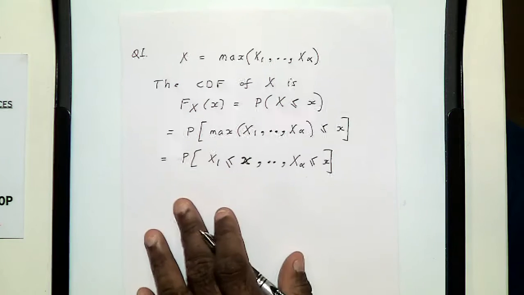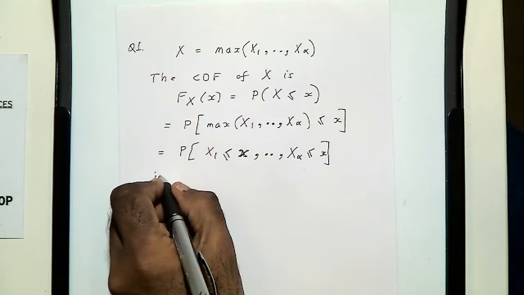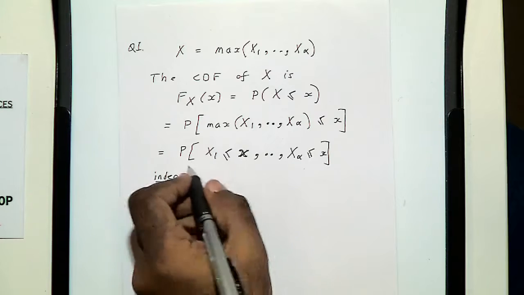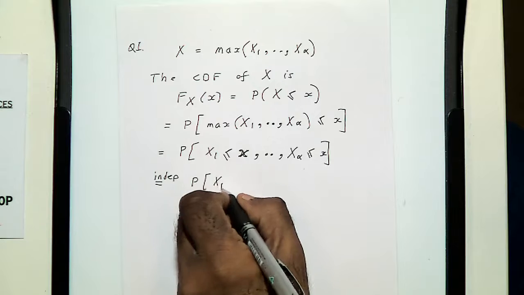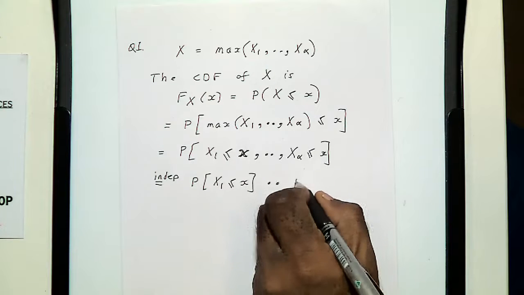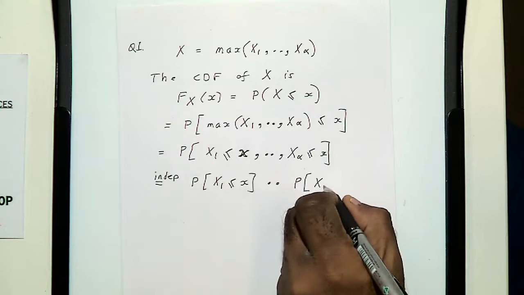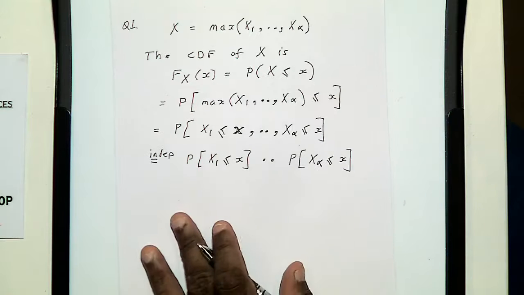Now, because of independence, you can write this as the probability that x1 is less than or equal to x, all the way up to the probability that x alpha is less than or equal to x. Okay?